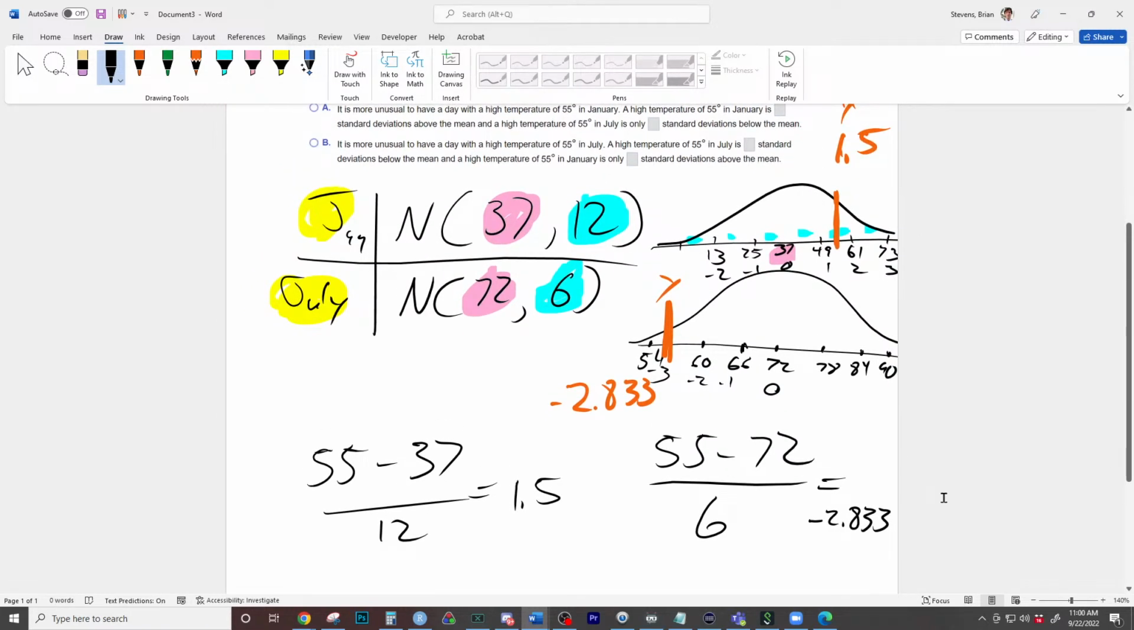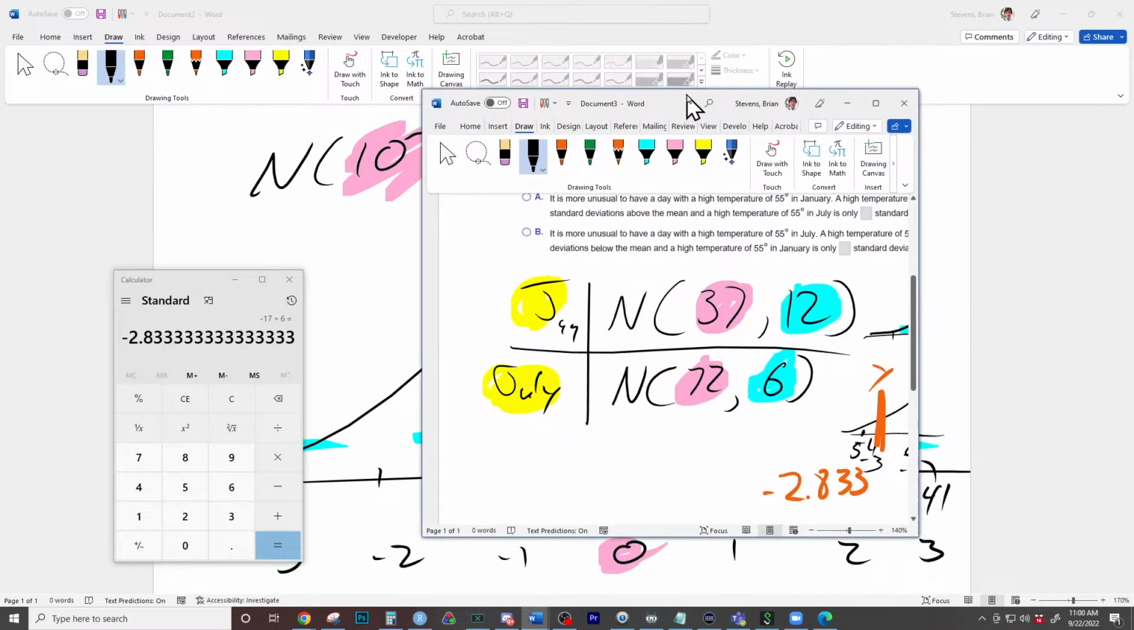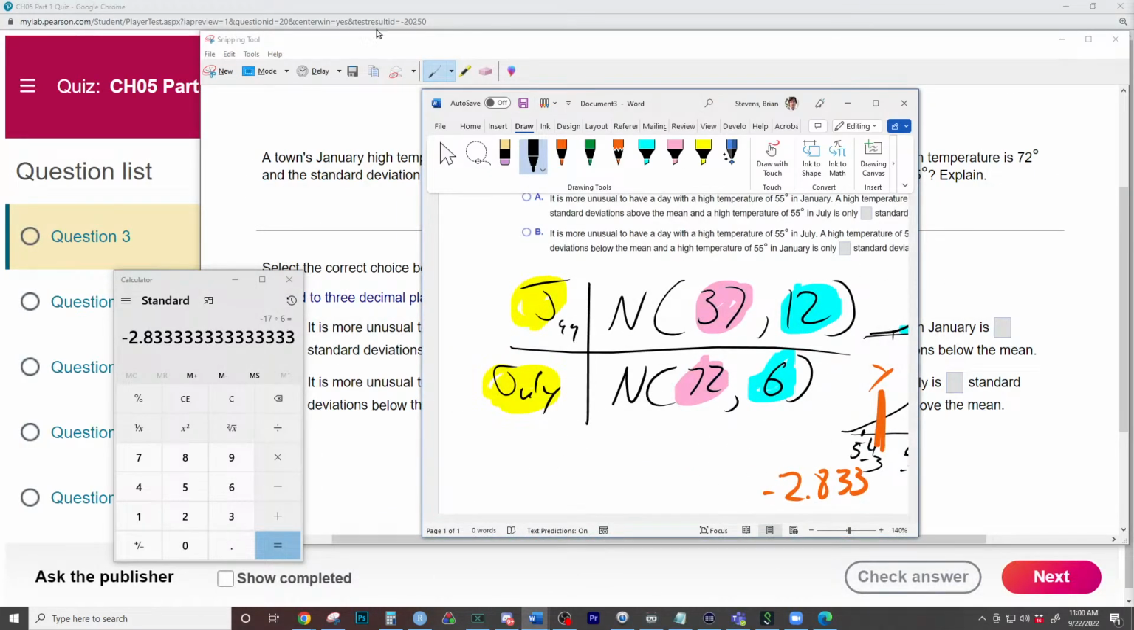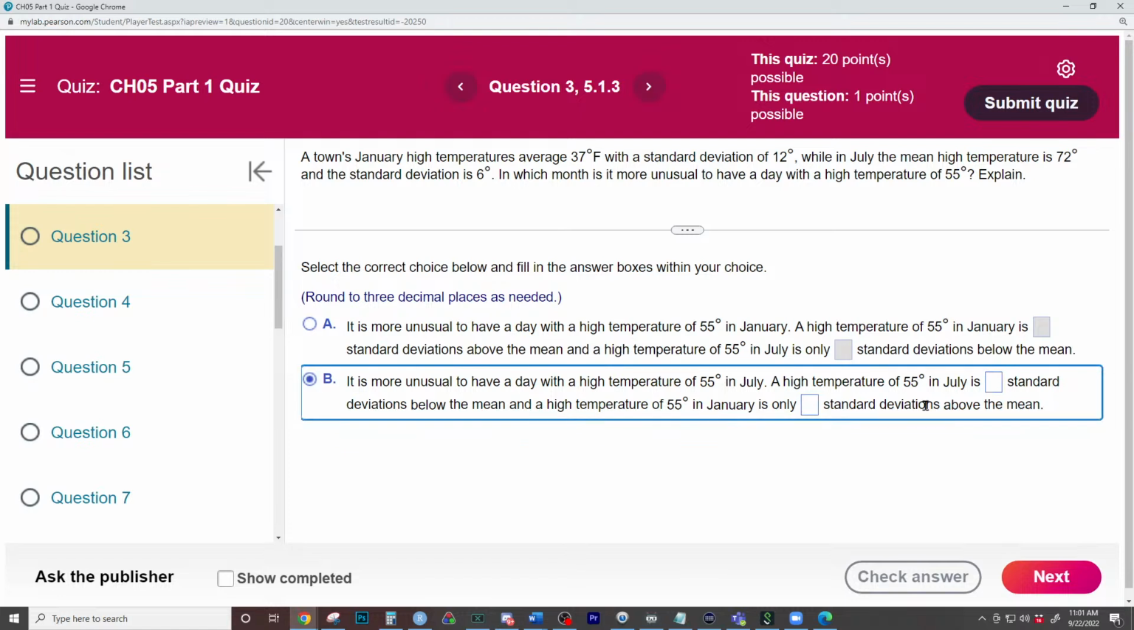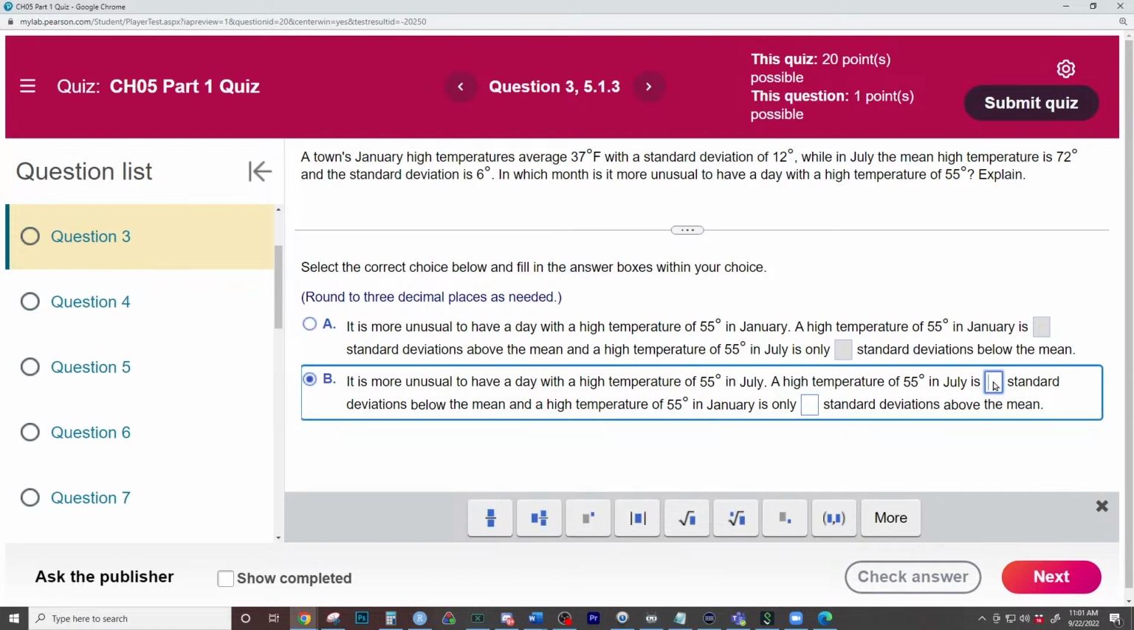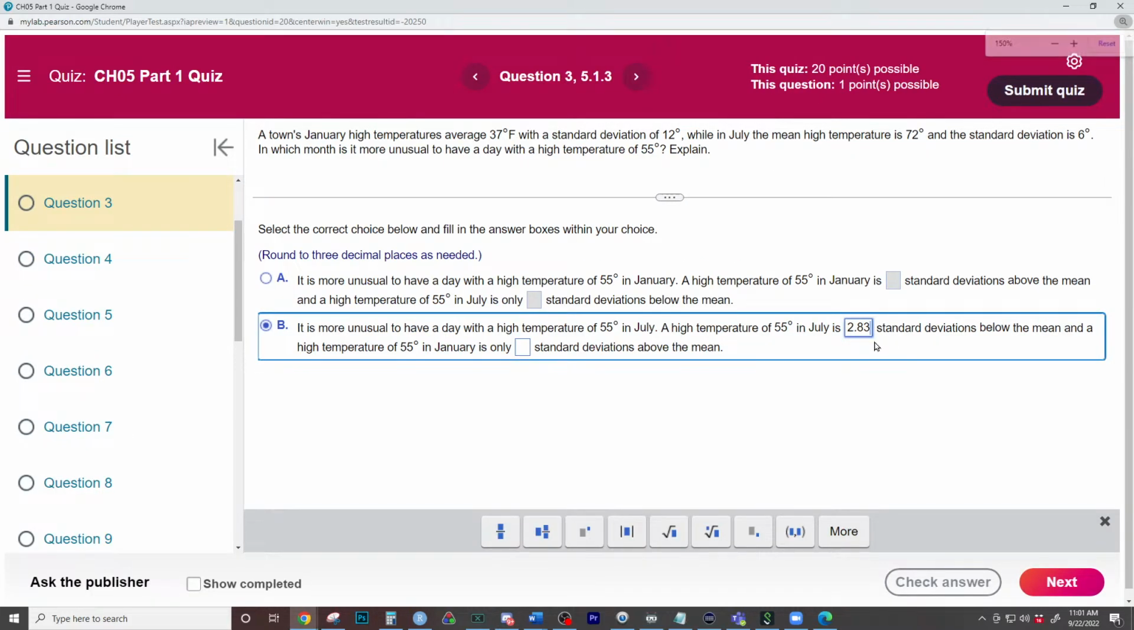Practicing like this and understanding what z-scores are and how to draw the normal curve and your standard normal curve is very important. So now that we have the answers, let's go ahead and input them. It is more unusual to have a high temperature of 55 in July. A high temperature of 55 in July is 2.8. Does it say to 3? How many decimals? Enter in 3 decimals. Really?